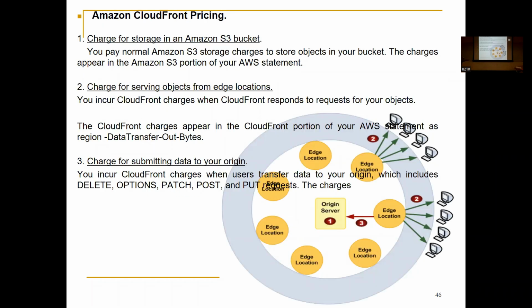Whenever any request is made from the edge location to the customer, then also you have to pay. And whenever any POST request or PUT request is made by the customer from the edge location to the origin, then also you have to pay. And also whatever origin you are using, for example an EC2 instance or an S3 bucket, for that also you have to pay. So all these are the three components which are counted when the billing of CloudFront is made.